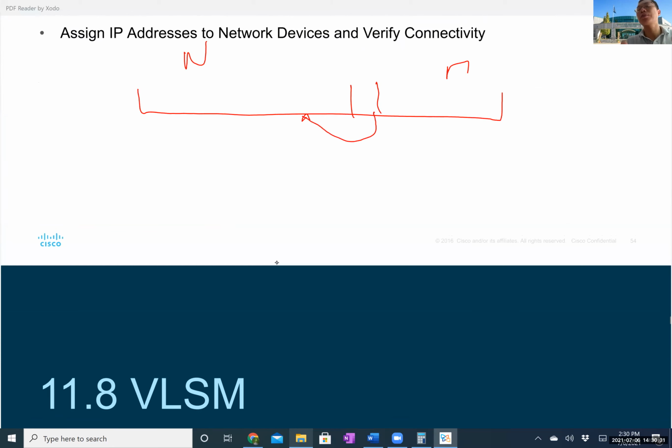But so far, the way you break down the network is into equal subnets. Every subnet has the same number of bits in the host portion, and every subnet has the same number of usable addresses. When you work with equal subnets, it is called the fixed length subnet mask, because when you break it down, every subnet has the same subnet mask.